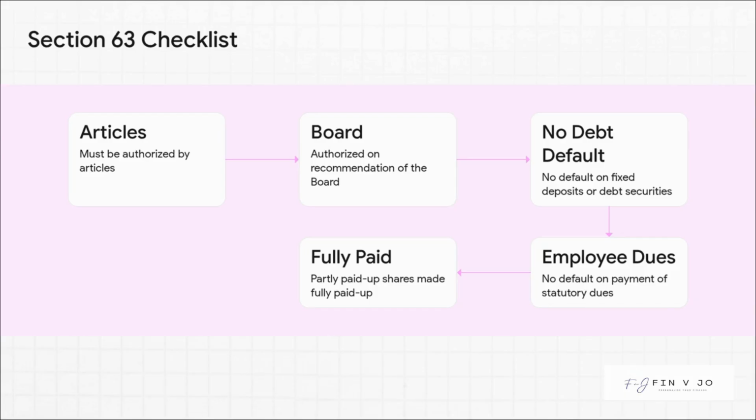Third, and honestly this is absolutely crucial for corporate governance, the company cannot have defaulted on interest or principal for its fixed deposits or debt securities. Fourth, it's got to be totally clear on statutory employee dues, things like provident fund and gratuity. I mean, you can't exactly reward shareholders if you aren't even paying your employees, right? And fifth, any outstanding partly paid up shares must be made fully paid up first.